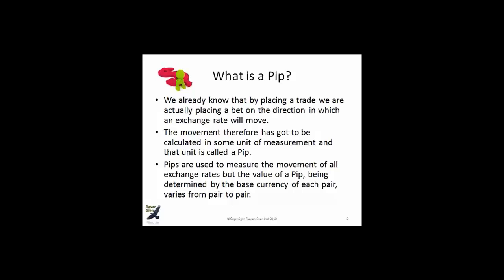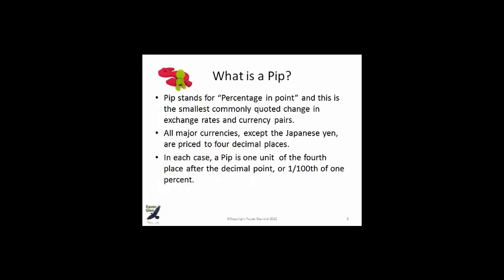Now, each currency has its own relative value, so it is necessary to calculate the value of each pip for that particular currency pair, and the value of a pip in monetary terms will be different for each particular currency pair. PIP actually stands for percentage in point, and it is the smallest commonly quoted change in exchange rates for currency pairs. All major currencies except for the Japanese yen pairs are priced to 4 decimal places. The Japanese yen currency pairs are priced to 2 decimal places.